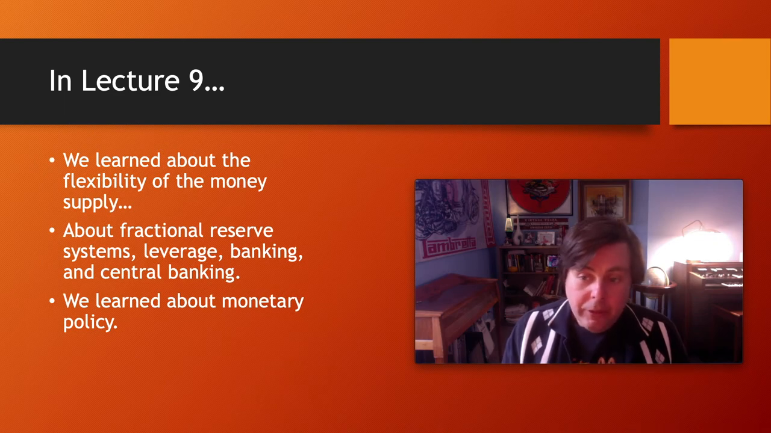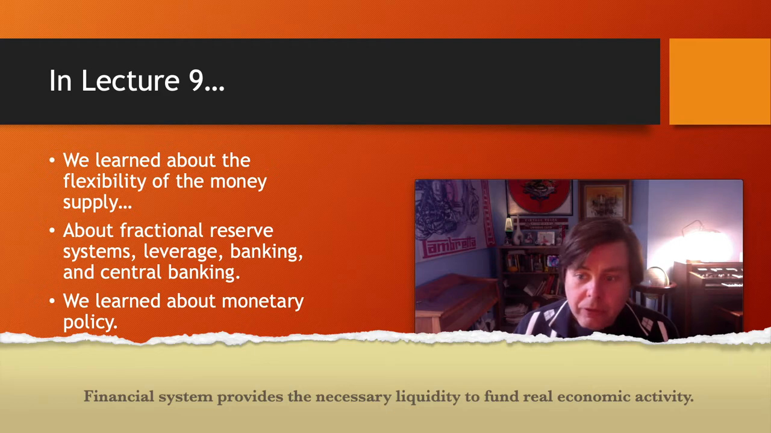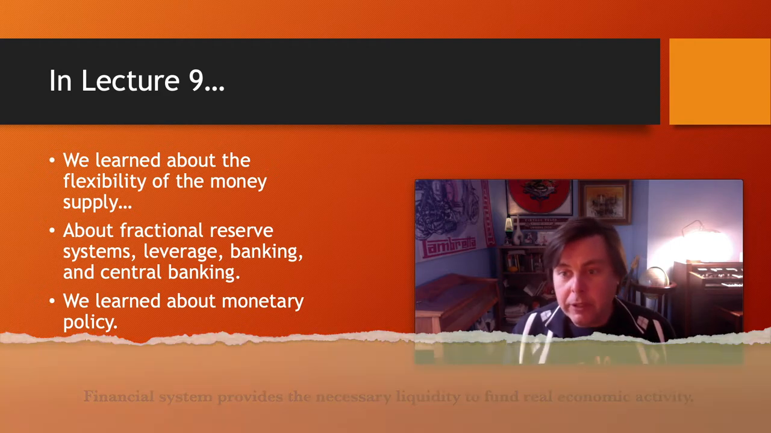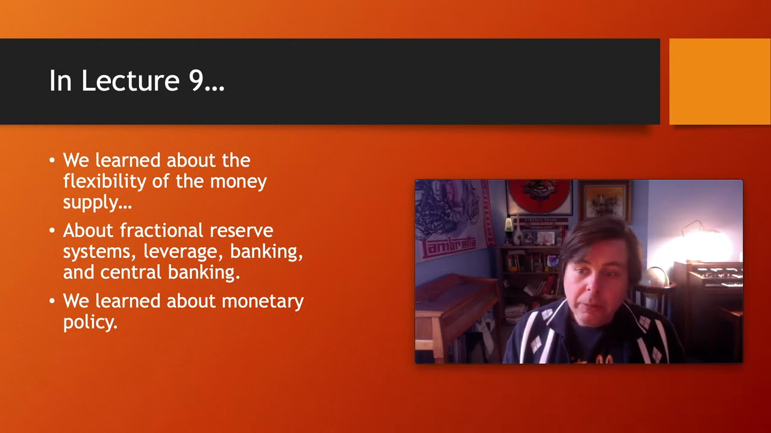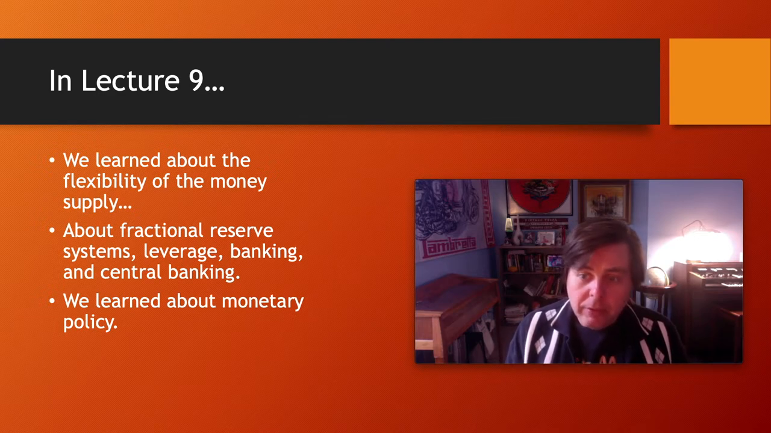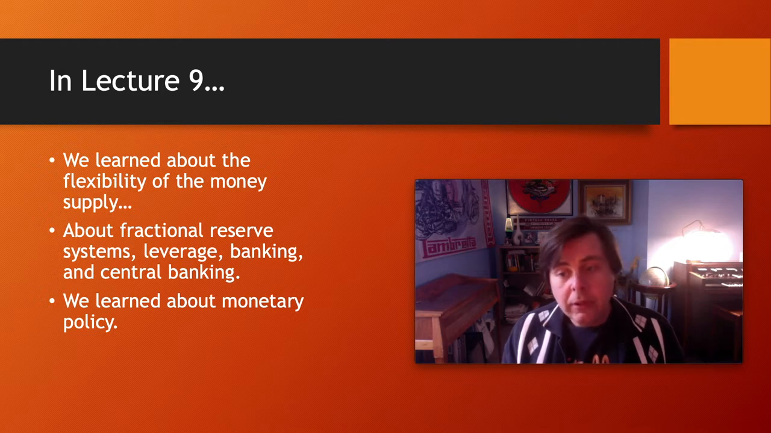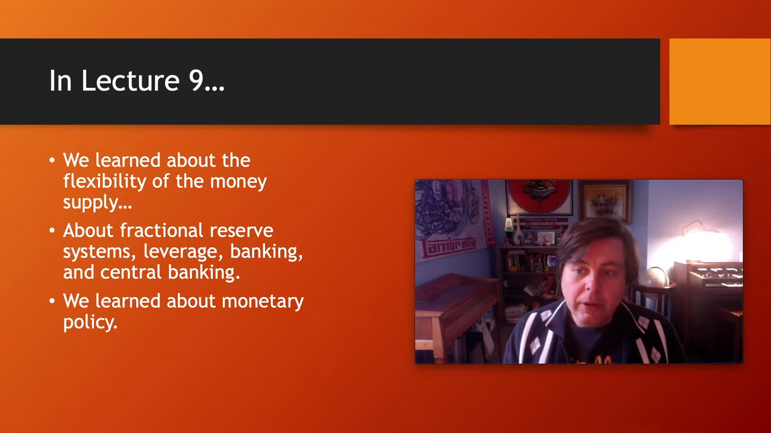In lecture 9, we continued the discussion of the financial sector, and learned about how a fractional reserve system works, and about its fundamentally unstable nature. We learned about banking and particularly central banking, and how central banking stabilizes the instability of a flexible financial system. And in doing so, we learned about monetary policy, how the central bank can adjust interest rates to impact, of course, financial sector activities, as well as to encourage or discourage household and business sector activities.